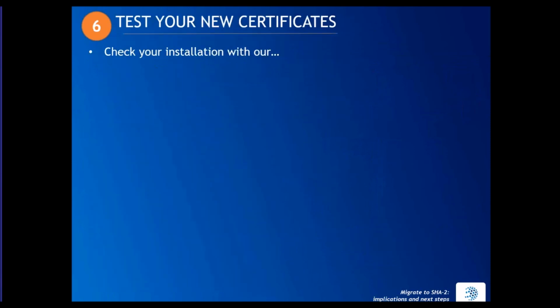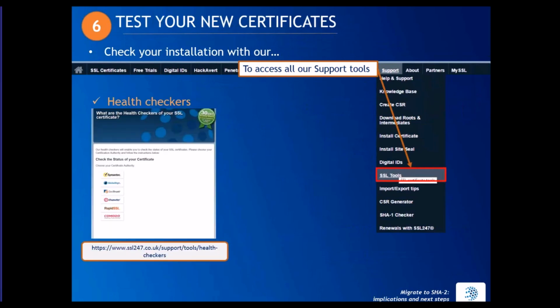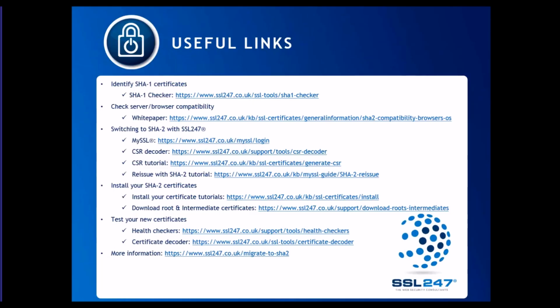Now, lastly, what you want to do is test your new certificate and check your installation by going into the SSL support tab again at the top. If you click on the tab, it will have SSL tools and it will have a health checker. You can click on the certificate authority depending on which certificate authority you are with. Click on that and it will give you a health checker. Alternatively, you can also use the certificate decoder to check whether your certificate has been installed correctly.